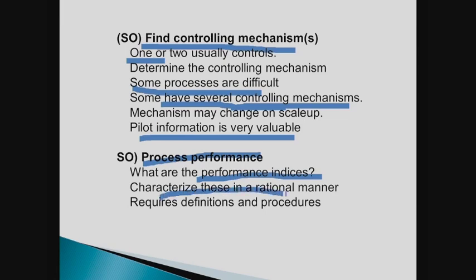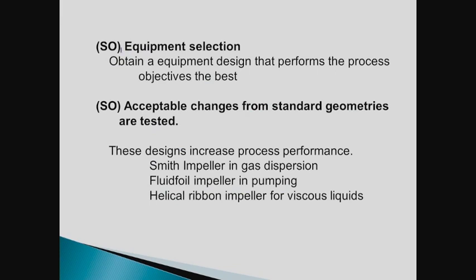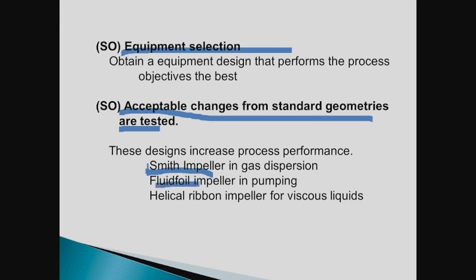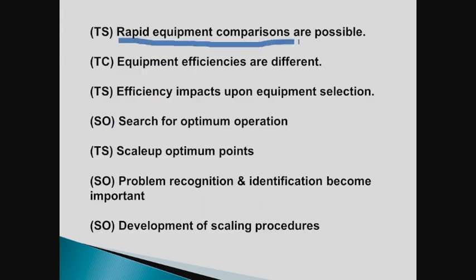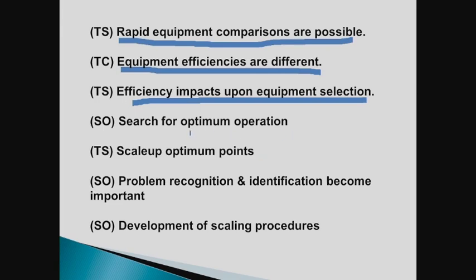Process performance. What are your performance indices? Have these been characterized in a rational manner? Requires definition and procedures, perhaps. Equipment selection. Acceptable changes from standard geometries are tested. Again, process-specific geometry: Smith impeller, hydrofoil, helical ribbon. Rapid equipment comparisons are possible. Equipment efficiencies are different. Efficiency impacts upon equipment selection. Optimum points are very much needed.